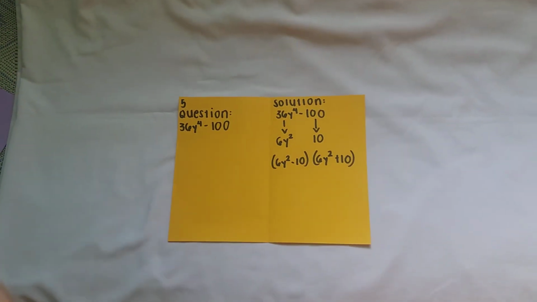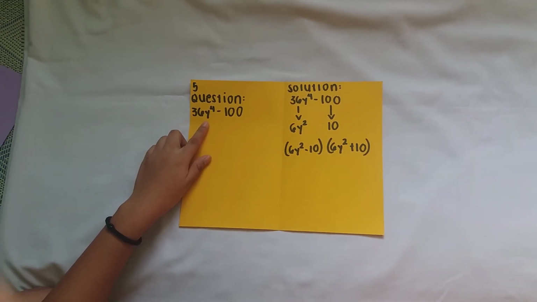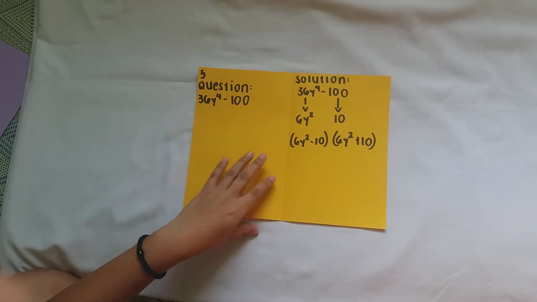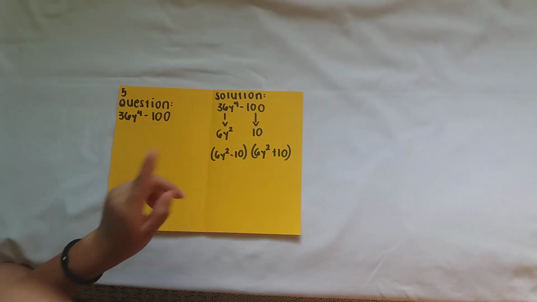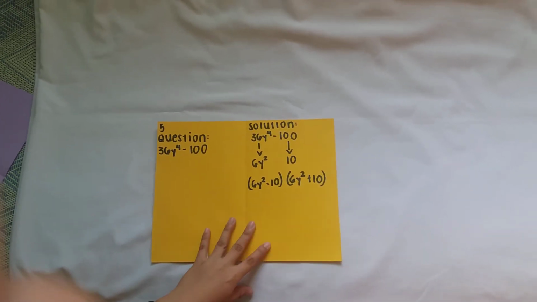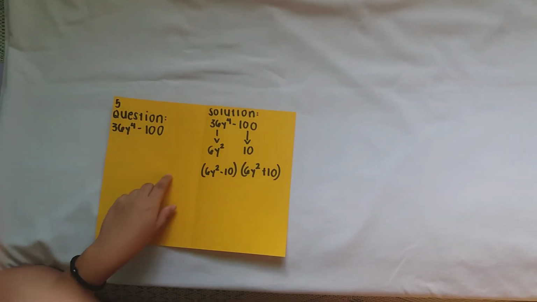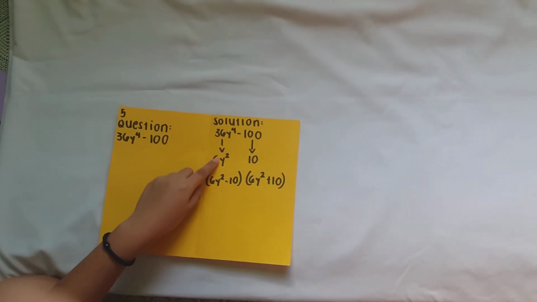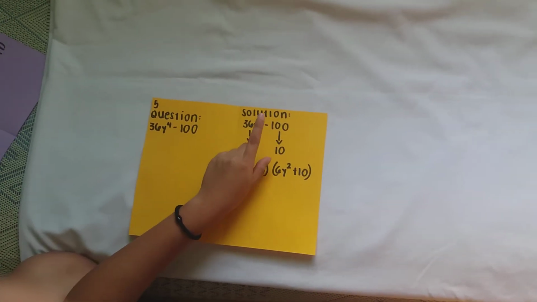Second to the last example, 36y raised to the power of 4 minus 100. Find the square root, which is 6y squared, and the square root of 100, which is 10. And when we multiply it, 6y squared times 6y squared is equal to 36y raised to the power of 4. And 10 times 10 is equal to 100.